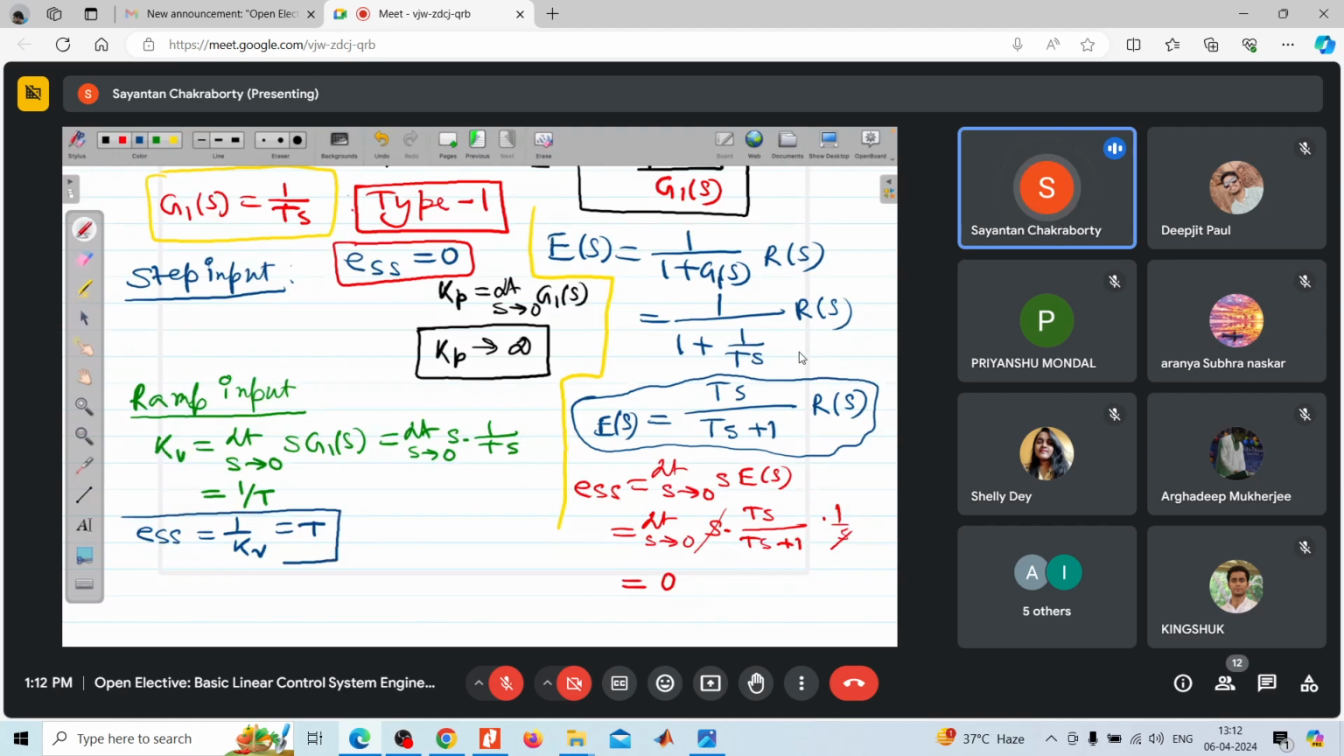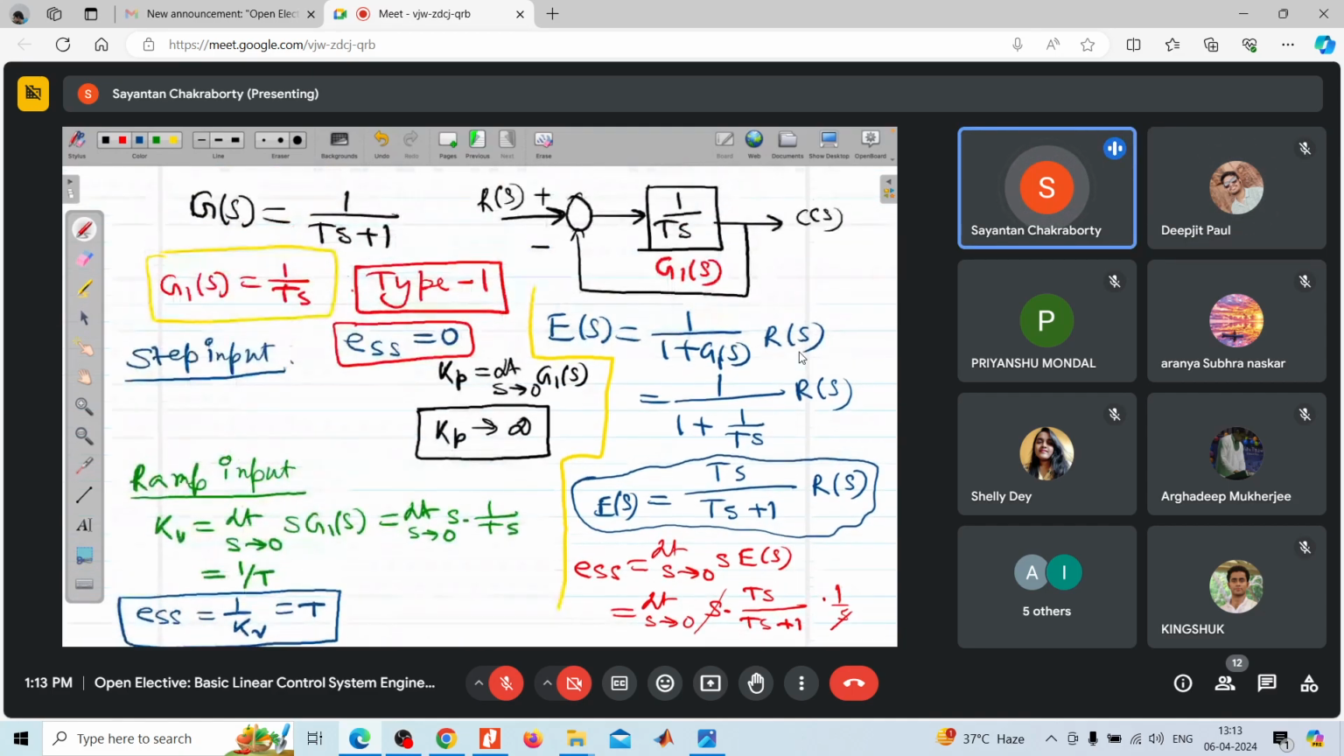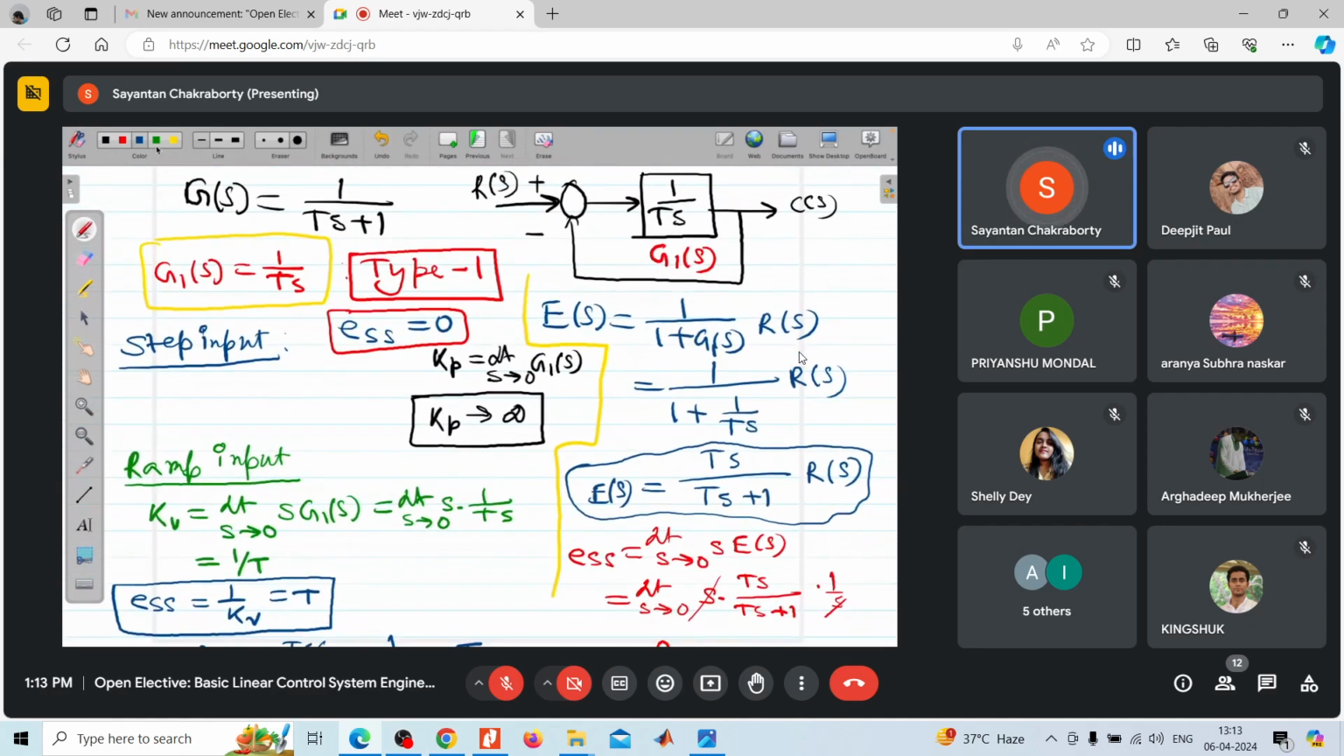And if you remember, this is the value that you got. If you calculate from the final value theorem, ESS is equal to limit s tends to 0 of s times Ts by Ts plus 1 into 1 by s square. The s cancels out, so you put s equal to 0. So basically, this type of system, that is G(s) equal to 1 by Ts plus 1, can be recast in this form: 1 by Ts plus 1 by Ts, this is the G1.